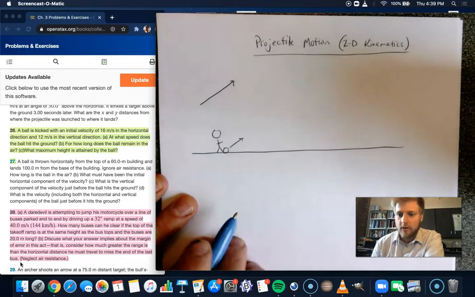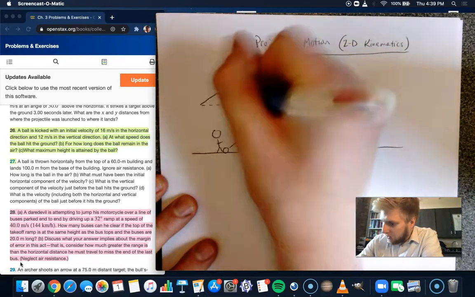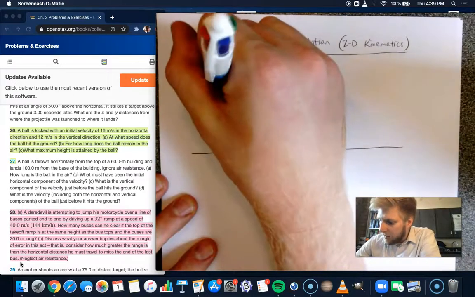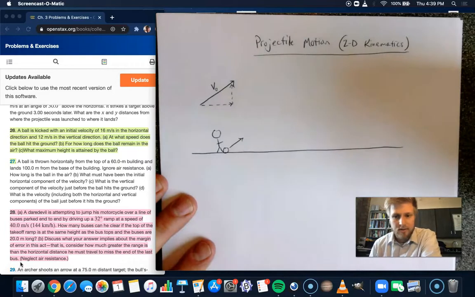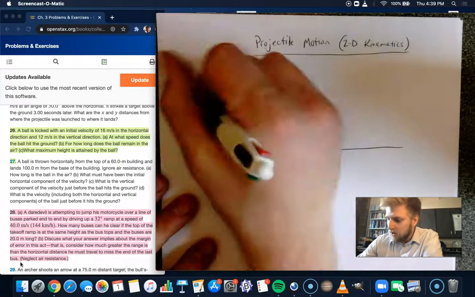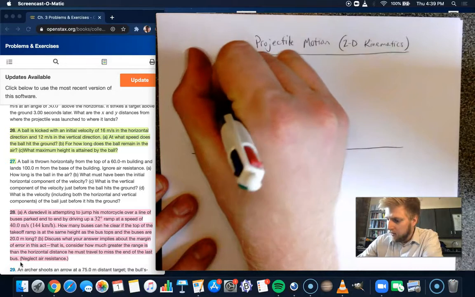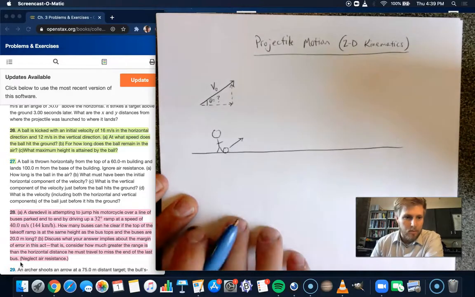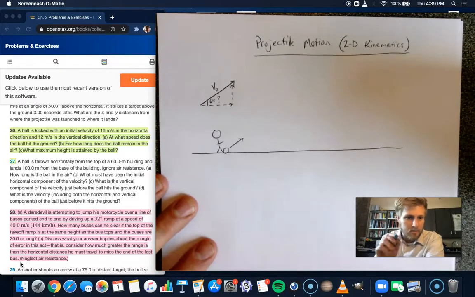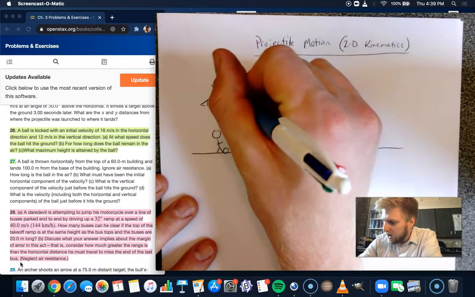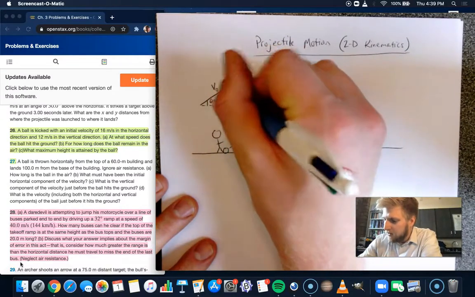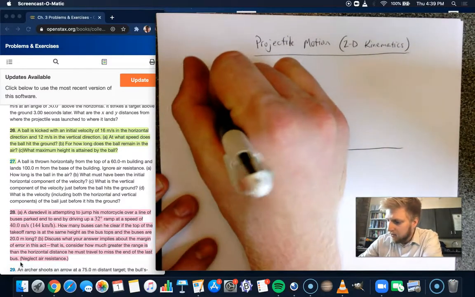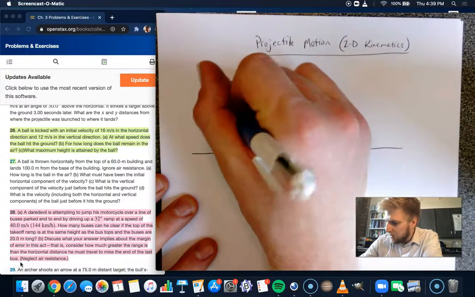Let's break it out. We're going to turn this into some vectors here. So we've got a vertical and a horizontal component. What we would say is that this hypotenuse is v naught, the initial velocity. Right now we don't know the angle, but we could figure it out if we really wanted to. Instead, we're just going to label this with the information given to us. It says 12 meters per second in the vertical direction, so we would call that v naught y, that's 12 meters per second. And v naught x is 16 meters per second.